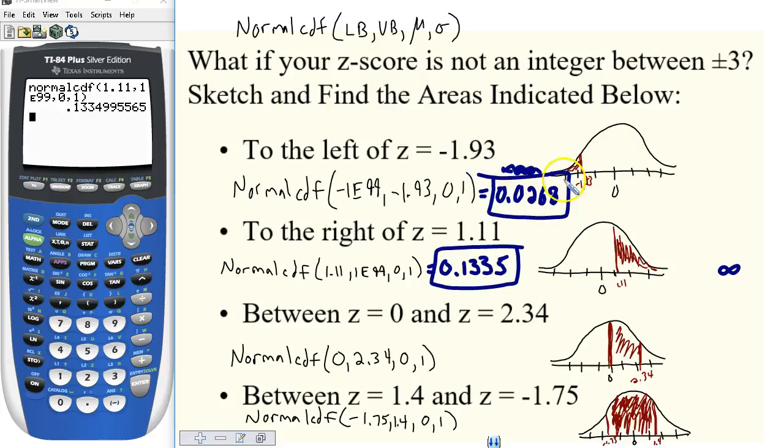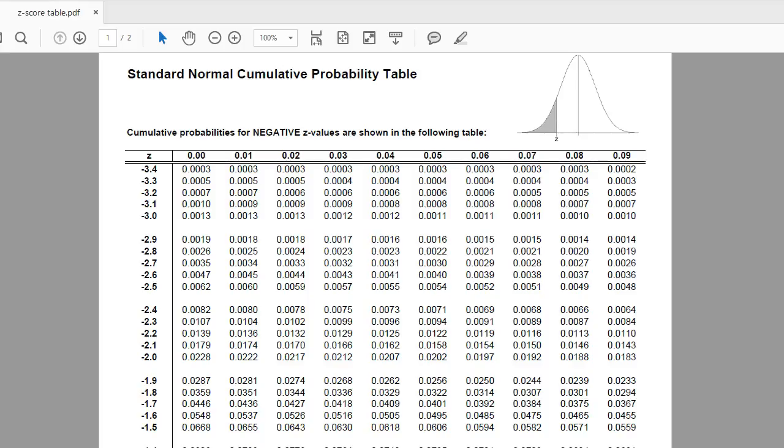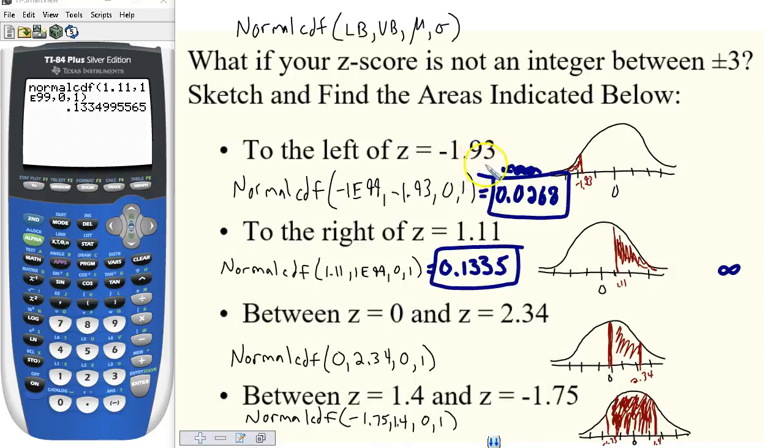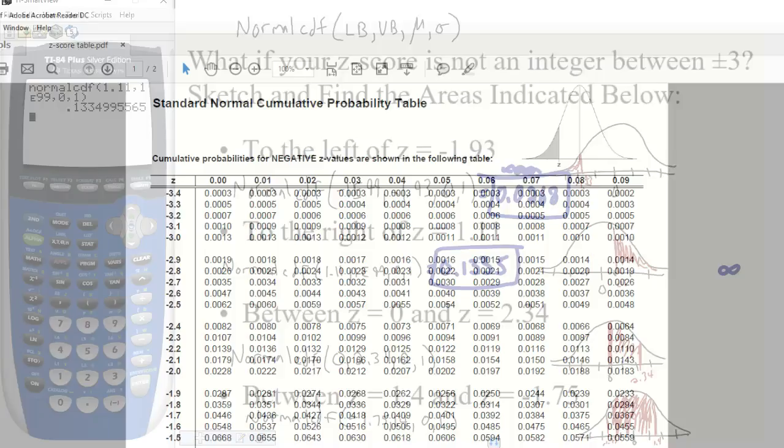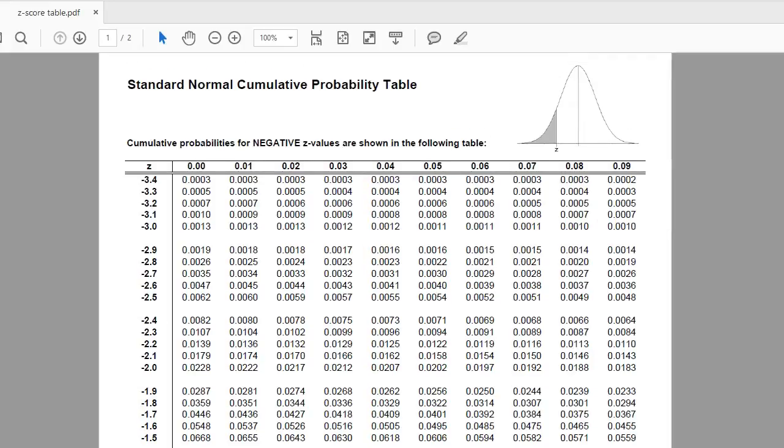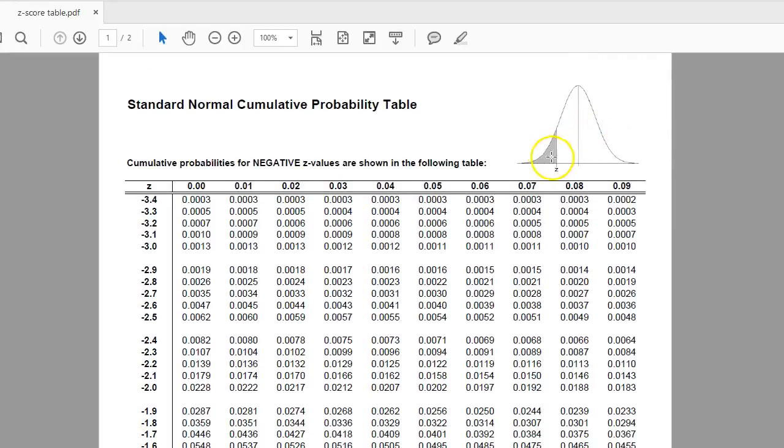So, question. What if I don't have my calculator? What do I do, Mr. Ezra? Well, you're forced to use this table. It's called the standard normal cumulative probability table in your notes. And what we're going to do is look for this z-score in our table. So I'm going to look for the z-score of negative 1.93. When I do this, the first thing I want to point out is this table is always shading to the left. All of these areas inside the table represent area to the left of some z-score.